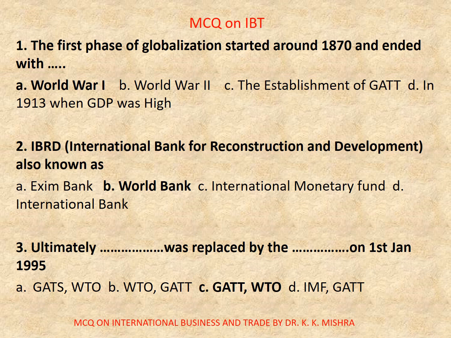Now question number 3. Ultimately dash was replaced by the dash on 1st January 1995. Options are A. GATS WTO, B. WTO GATT, C. GATT WTO, D. IMF GATT. Correct option is C. GATT WTO, that is General Agreement on Tariff and Trade, and World Trade Organization, that came into being on January 1st, 1995. Now move to next slide.